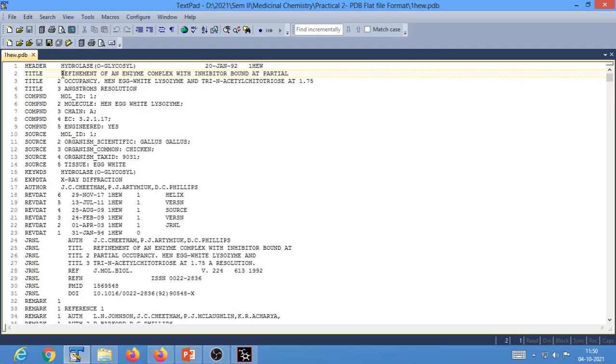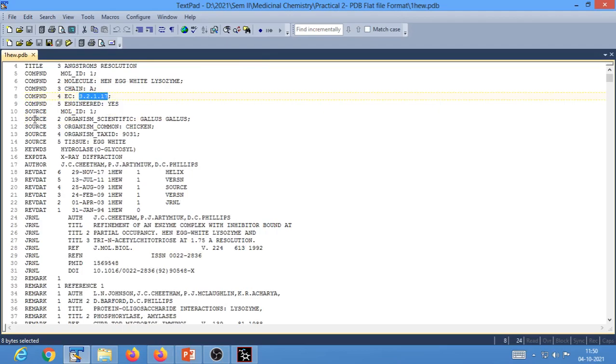Then you have the COMPND information, wherein it will give you an idea of how many chains are there in your PDB, and what the EC, or Enzyme Commission, number for that particular enzyme is. Then there are SOURCE lines, which give you information about the source from which this particular protein was isolated and crystallized.